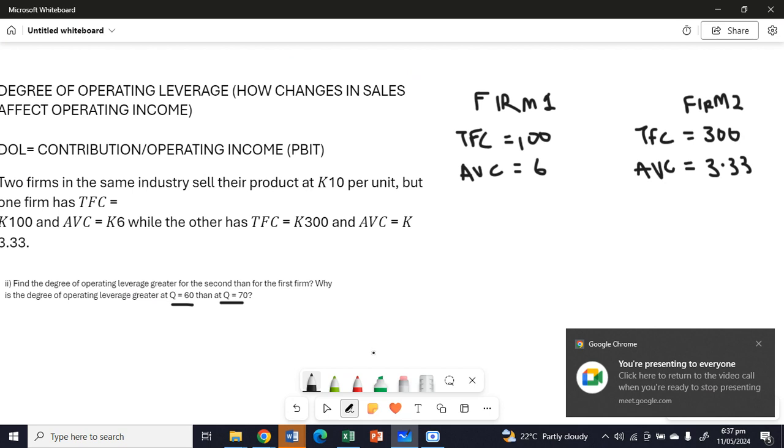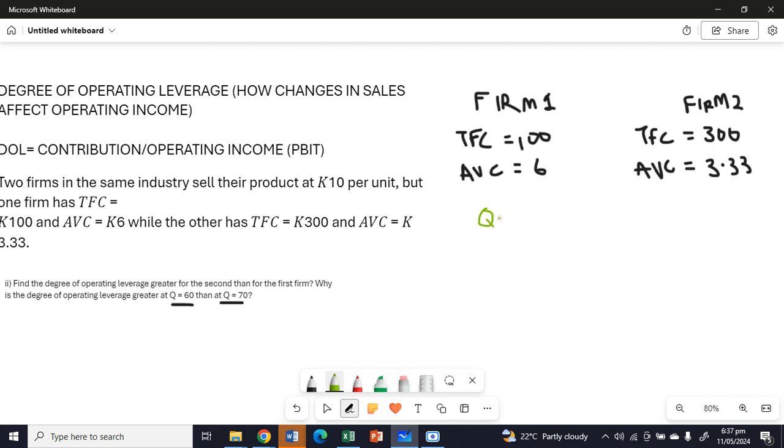So for firm one, we say at Q equals 60. When we produce 60 units, right? So the degree of operating leverage, as we said, is the contribution over the operating income. So we can break it down like this: P, the price, minus the average variable cost. This gives us the contribution per unit. We've got the price per unit and the average variable cost per unit. So when we subtract these two, it gives us our per unit contribution.